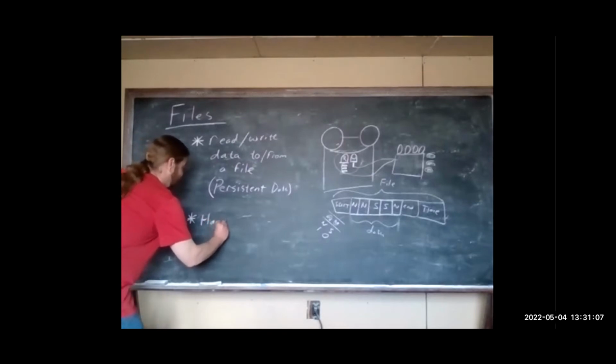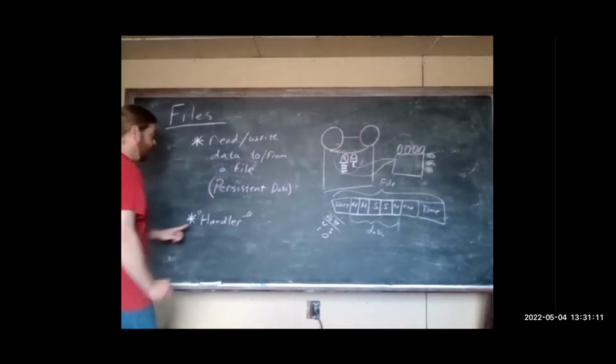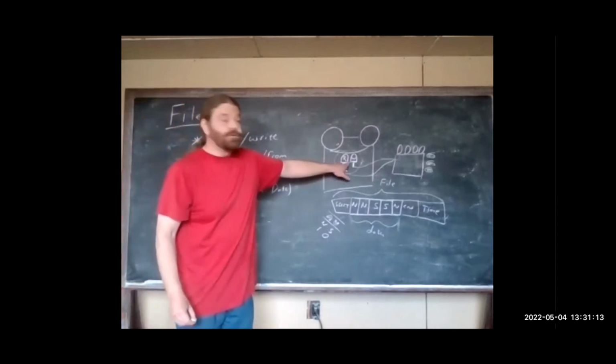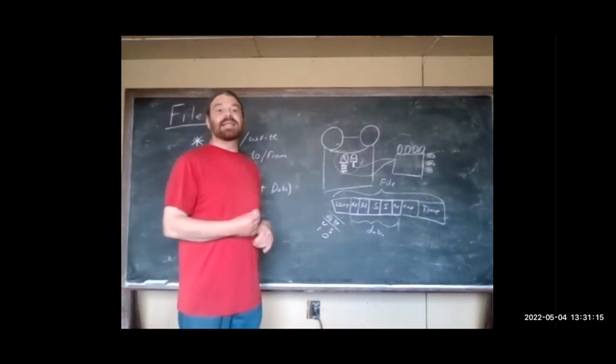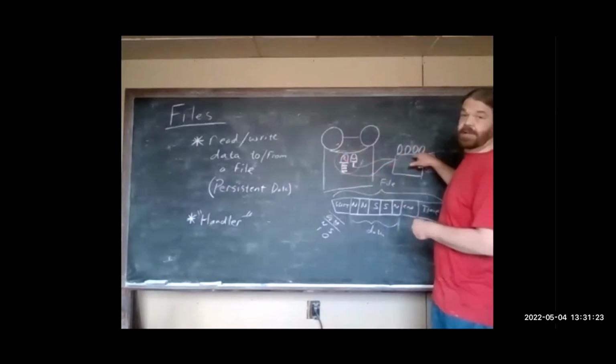We work with a file handler, and the handler is essentially like those old read and write heads. That's the thing that can see our data. They aren't the data themselves, right? That's a physical component. So as soon as it sees a 1, it sends the 1 down the line. If it sees a 0, it sends the 0 down the line.